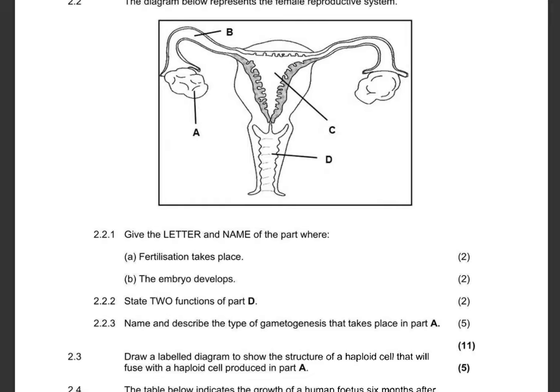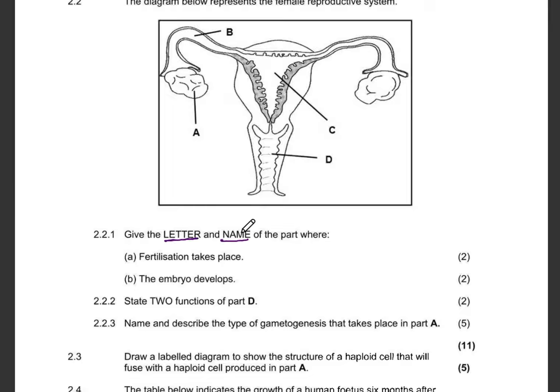In today's video, we'll be answering this female reproductive system question from a previous Life Sciences Paper 1 question paper. The diagram below represents the female reproductive system. 2.2.1, give the letter and name of the part where. So for 2 marks, guys, they are asking us for both the letter and name.